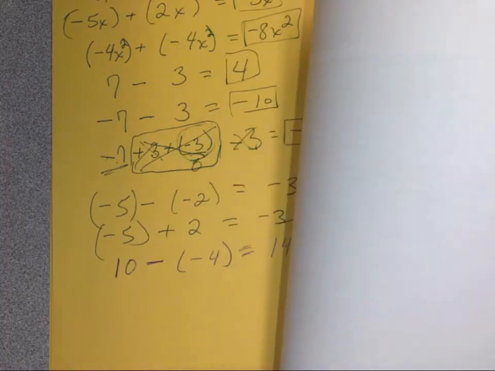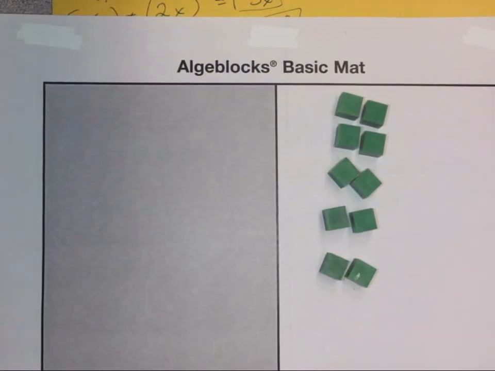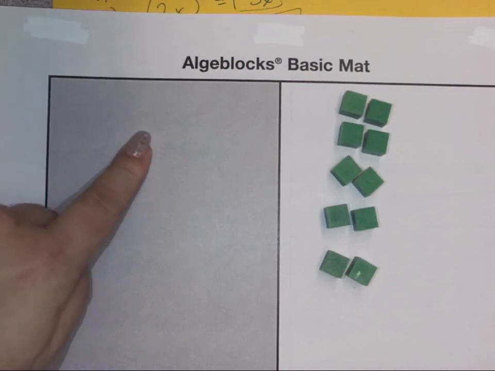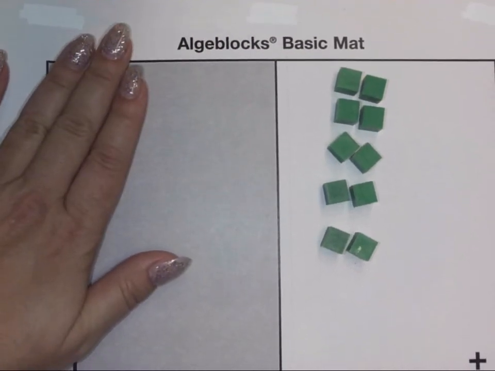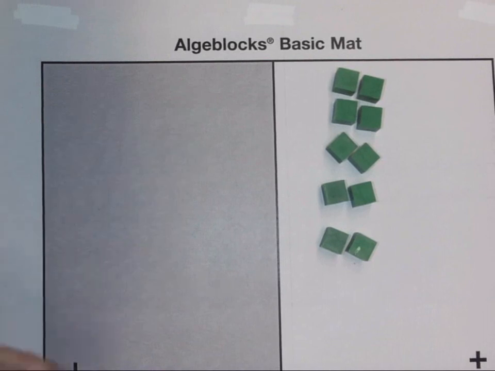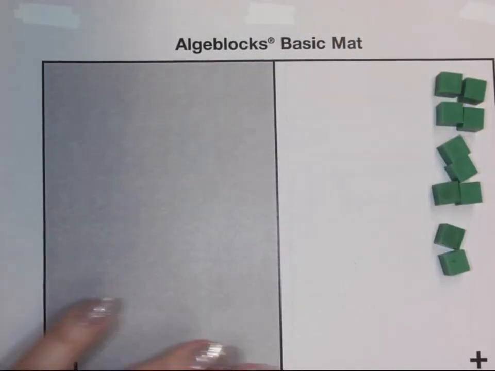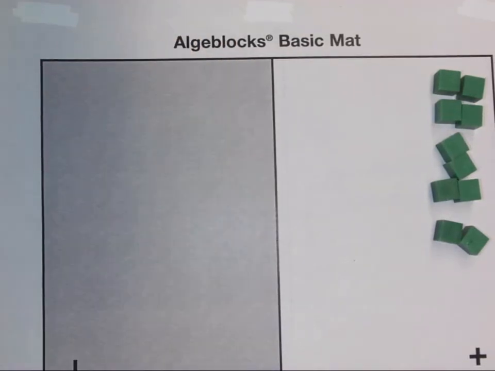Okay, we got 10. We want to do minus negative 4. Again, minus means take away, right? I want to take off the mat a negative 4. There's a problem here. There's not any negatives. Okay, I can't take them off if they're not there. So I've got my 10 going on here. They're positive, but I can't take off my negative 4.